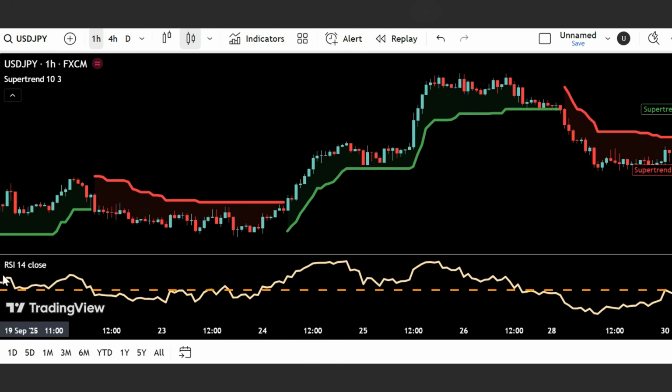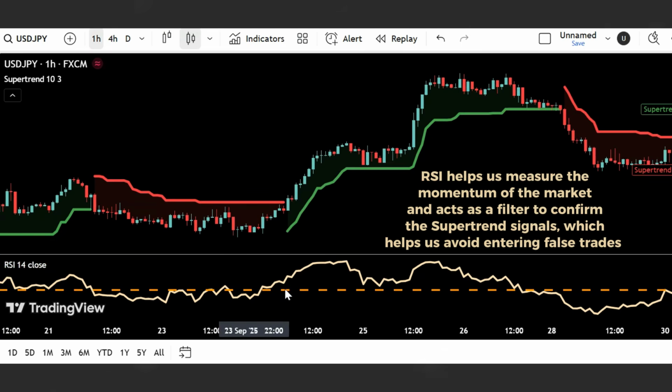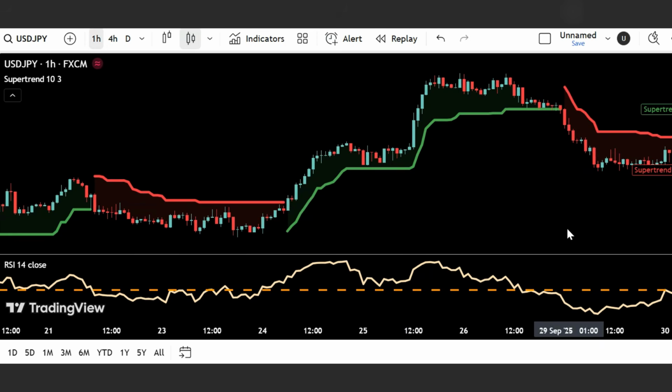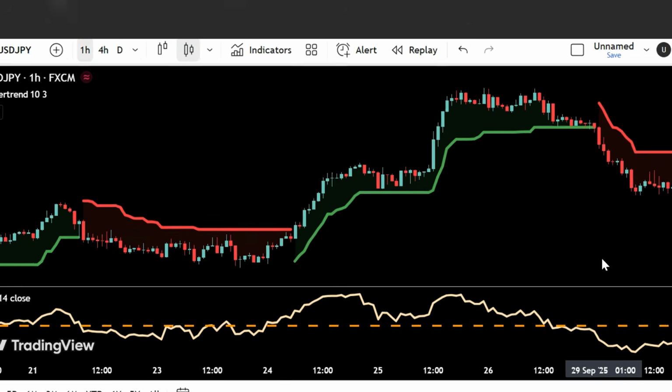Next, you need the RSI, or Relative Strength Index, with the default setting of 14. RSI helps us measure the momentum of the market and acts as a filter to confirm the Supertrend signals, which helps us avoid entering false trades. Combining Supertrend and RSI makes the signals much more reliable.